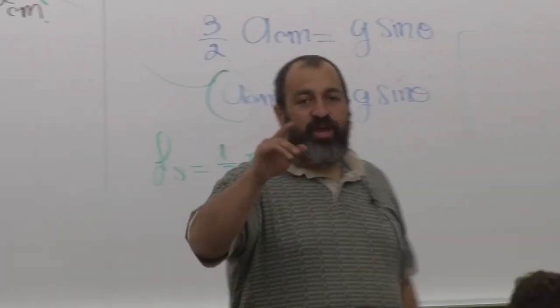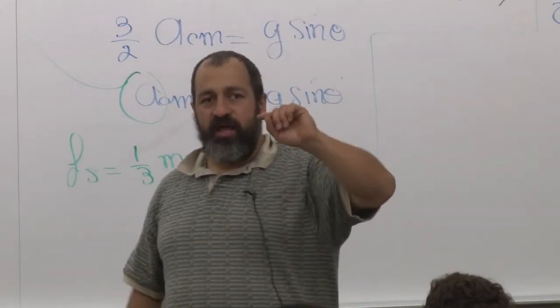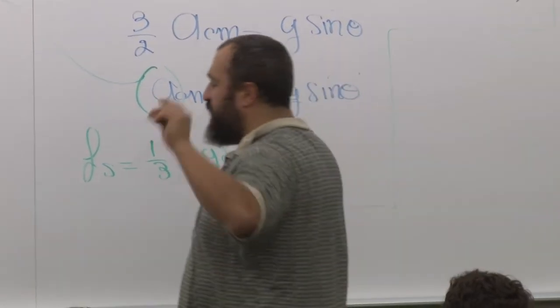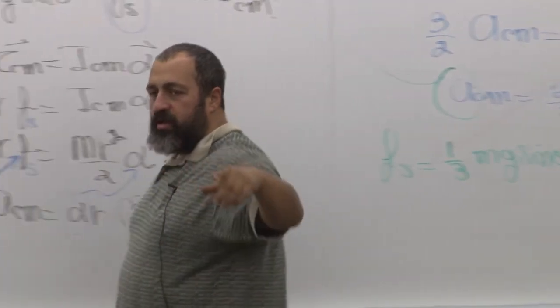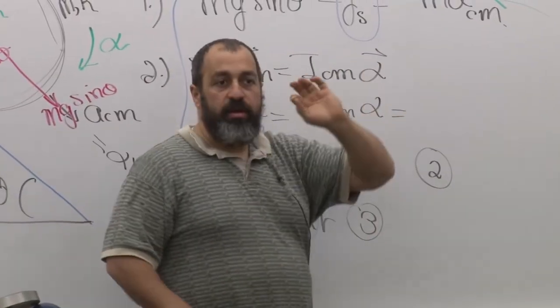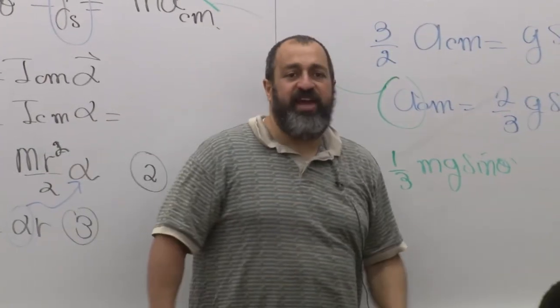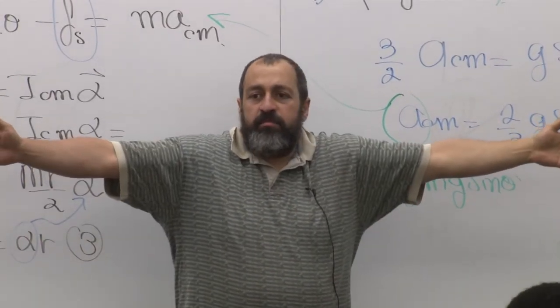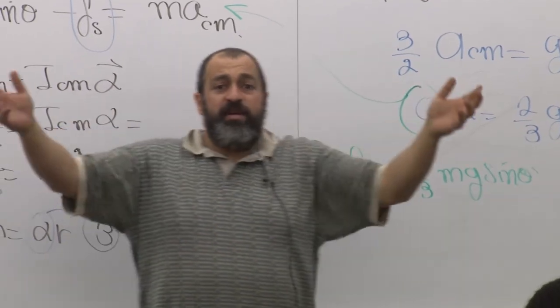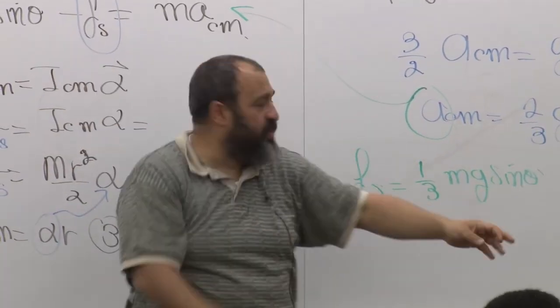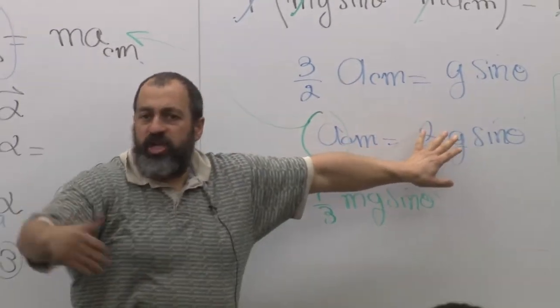Guys, you just saw that for a disk, A was equal to 2/3 G sine theta. What would it be for a ring? What would it be for an object sliding downhill? It is G sine theta.